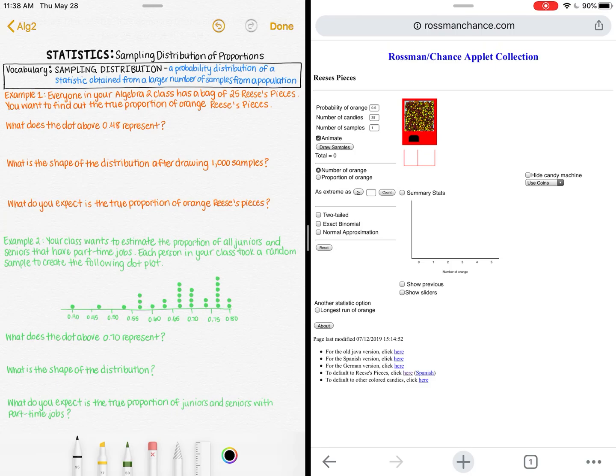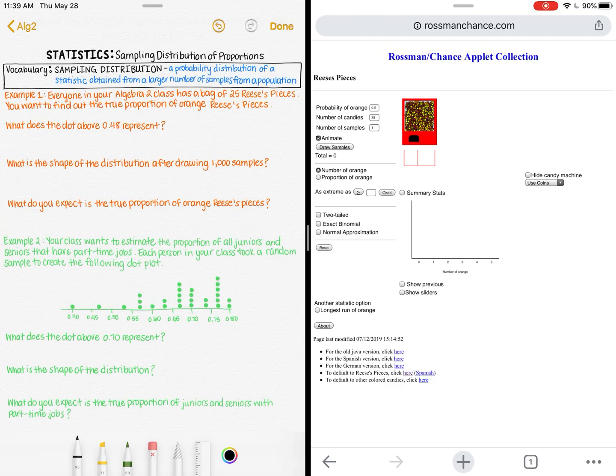So our first example is about everyone in your Algebra 2 class having a bag of 25 Reese's Pieces. Your class wants to find out the true proportion of orange Reese's Pieces. So you might be thinking, oh, why don't I just count the number of orange pieces in my bag, find the proportion, and that's the proportion. That would work for just your bag, but you aren't going to know the accurate true proportion without finding out the proportion in many bags of Reese's Pieces and then finding the mean of those proportions. So that's what we're going to be doing.